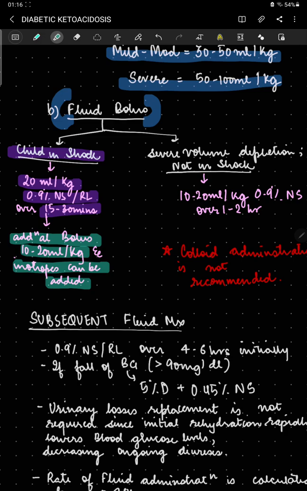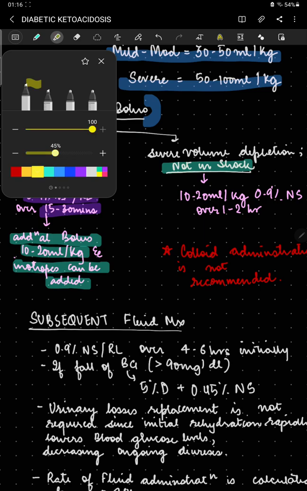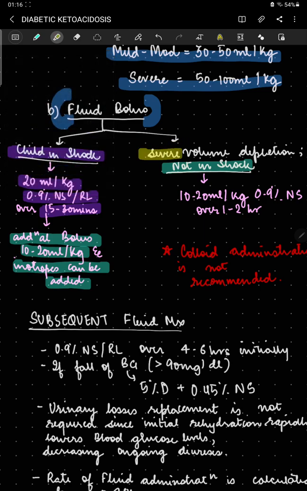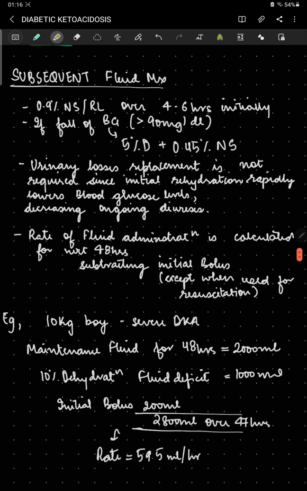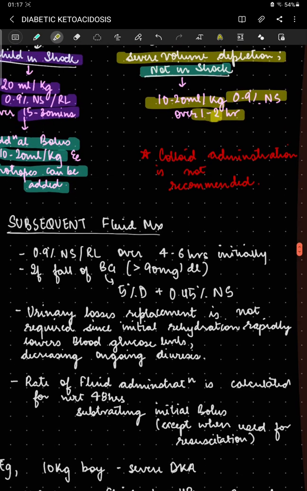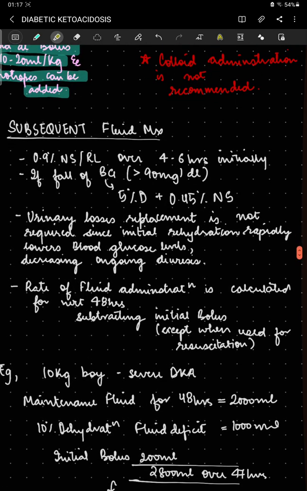On the other hand, if the child is not in shock but is volume depleted, hypotensive, right, then we have to give around 10 to 20 ml per kg of 0.9% NS, an isotonic solution, and this has to be given over 1 to 2 hours, right? Now this is the initial fluid resuscitation.